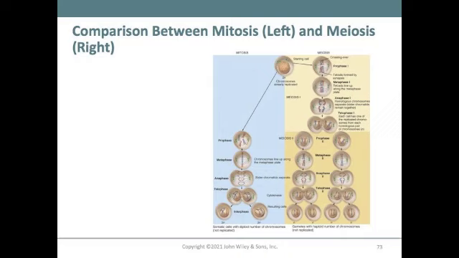In summary, meiosis 1 begins with a diploid starting structure and ends with 2 cells, each with the haploid number of chromosomes. During meiosis 2, each of the 2 haploid cells formed during meiosis 1 divides. The net result is 4 haploid gametes that are genetically different from the original diploid starting cell.